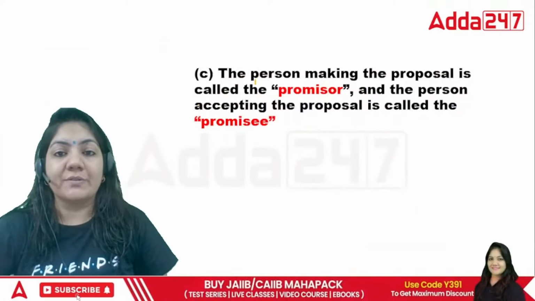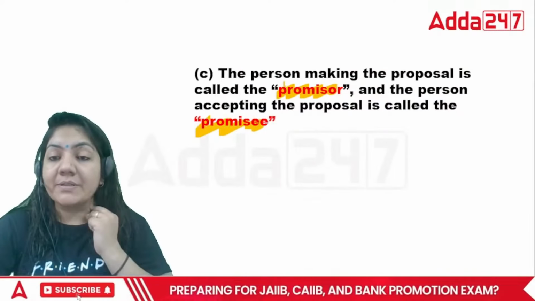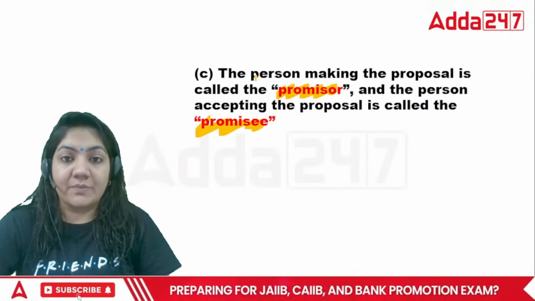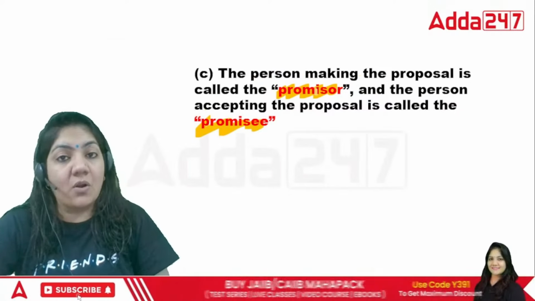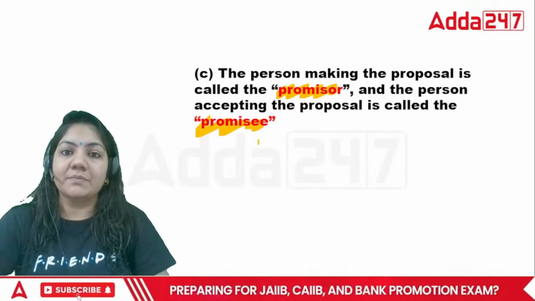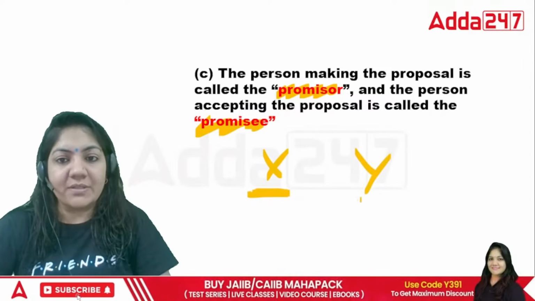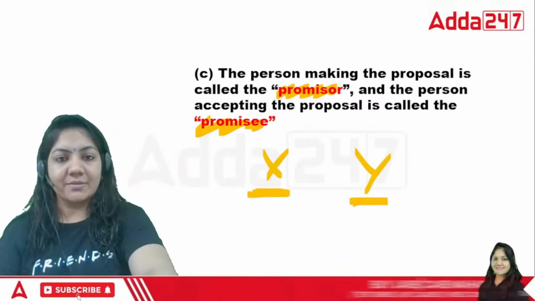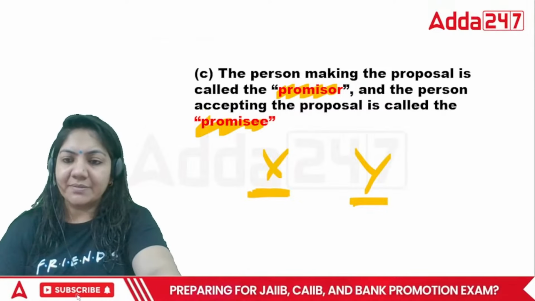Who is promiser? Who is promisee? The person making the proposal. What I'm saying, the person making the proposal is called promiser, and the person accepting the proposal is called promisee. X, Y. X is promiser, Y is promisee. That's it.